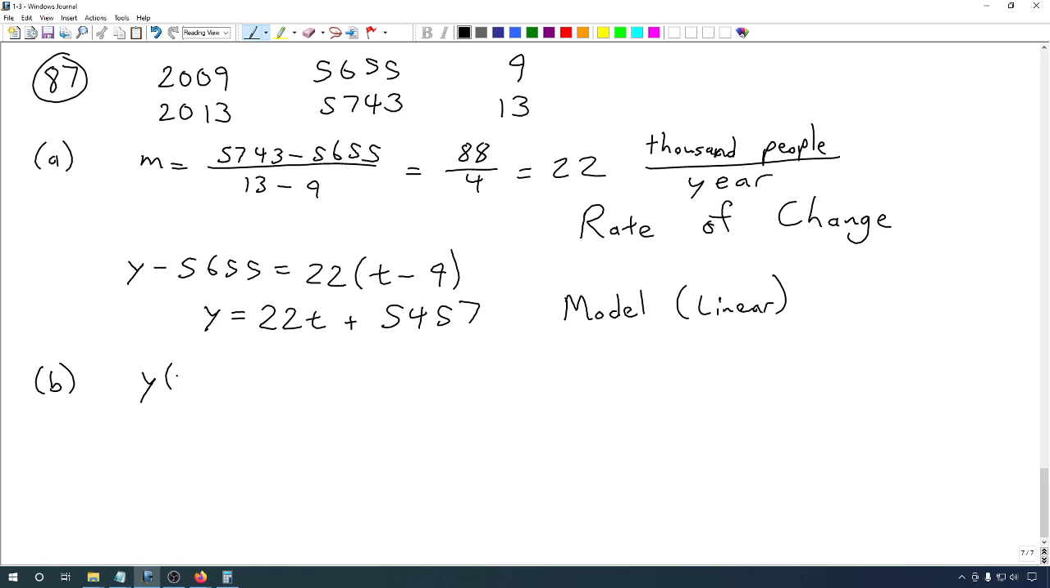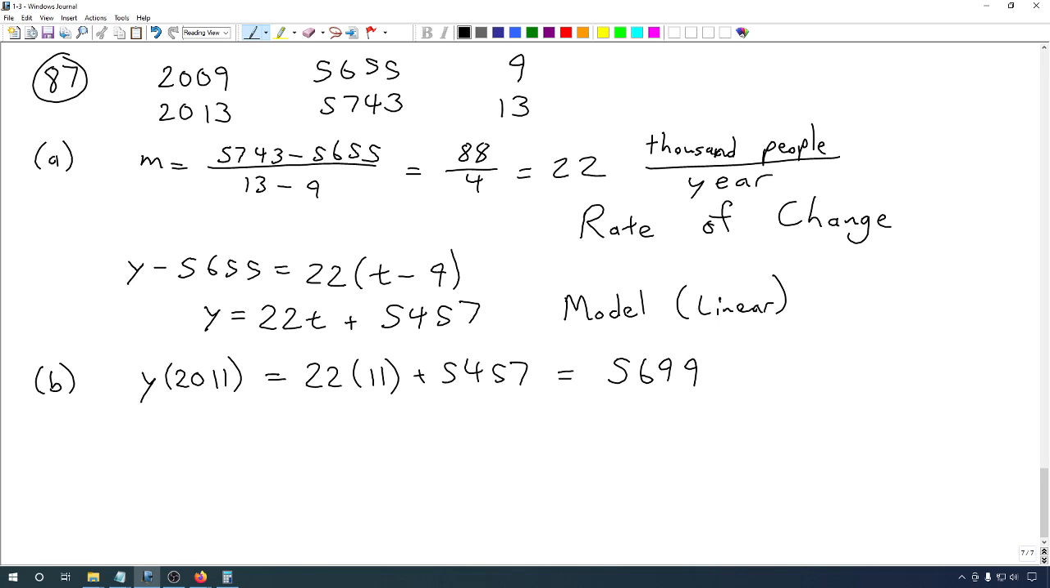So our y in year 2011, we just basically plug in 11 for our t. We have 22 times 11 plus 5,457. You can go ahead and use a calculator to find this if you want. We get 5,699.